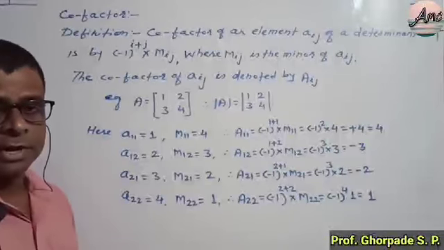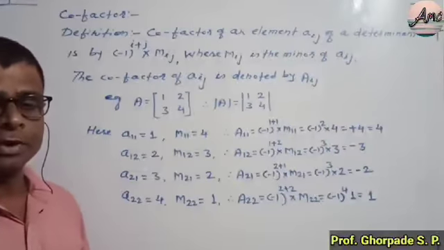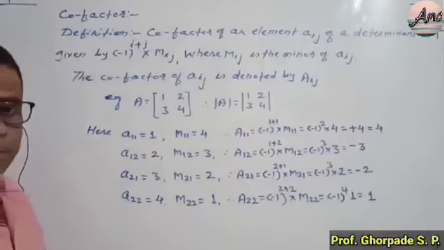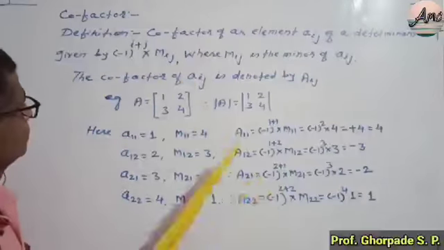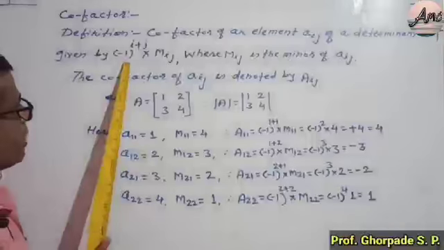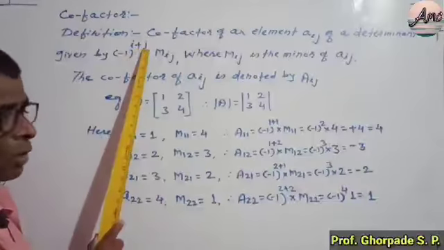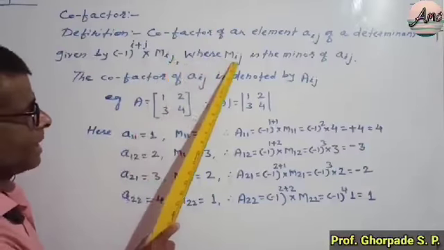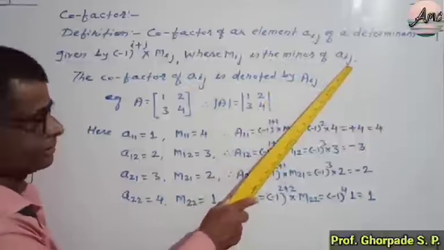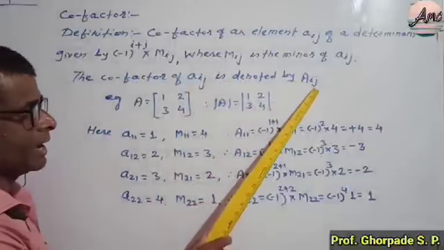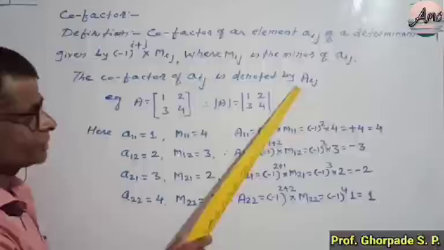Next, let us try to understand the meaning of the cofactor of an element of a determinant of a given matrix. Definition of a cofactor. Cofactor of an element Aij of a determinant is given by minus 1 to the power of ith row plus jth column into Mij, where Mij is the minor of Aij. The cofactor of Aij is denoted by capital Aij.